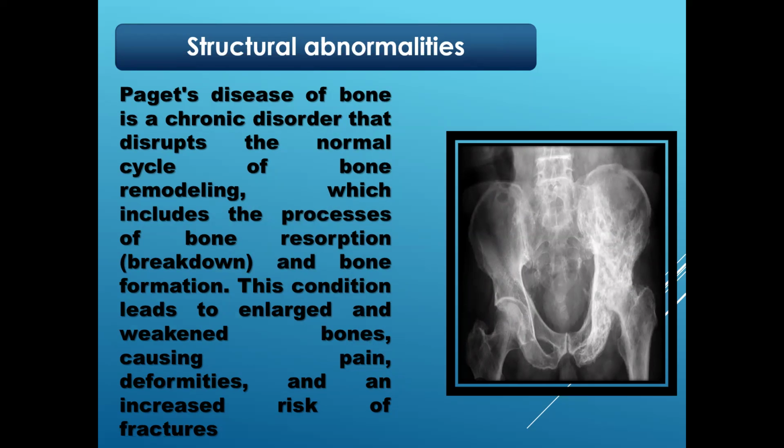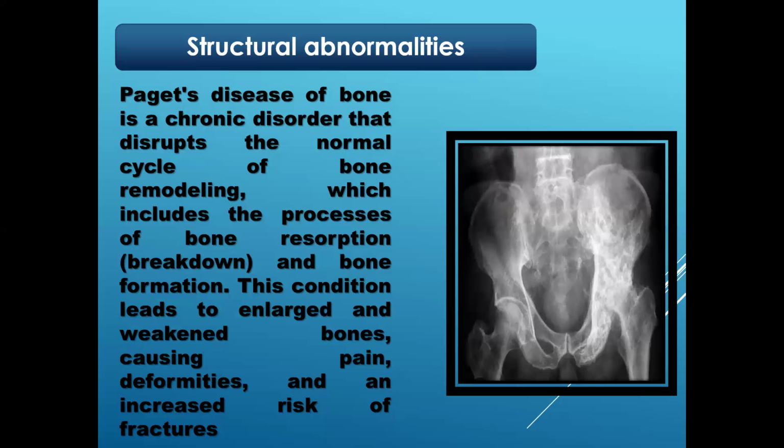When a person has Paget disease, it leads to enlarged and weakened bone, which causes pain, deformity, and increased risk of fracture. However, studies say that the exact cause of Paget disease is not fully understood, but it is thought to involve a combination of genetic factors and environmental influence. Some studies suggest that viral infection might actually be the trigger, such as measles virus.